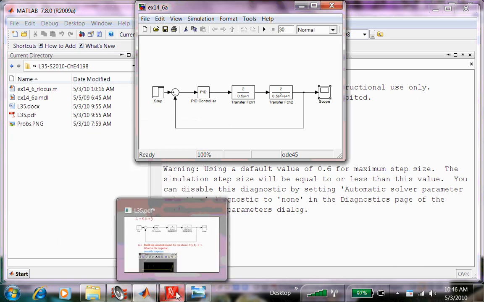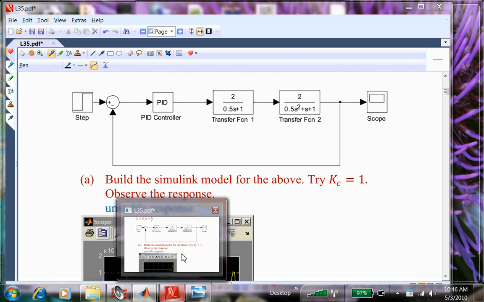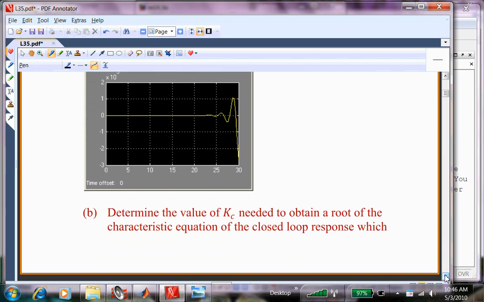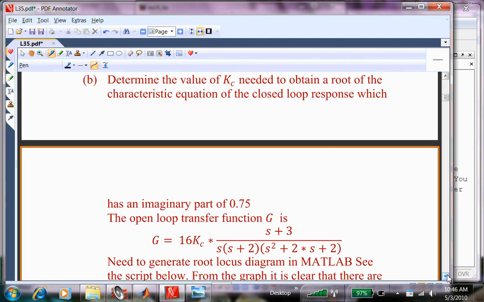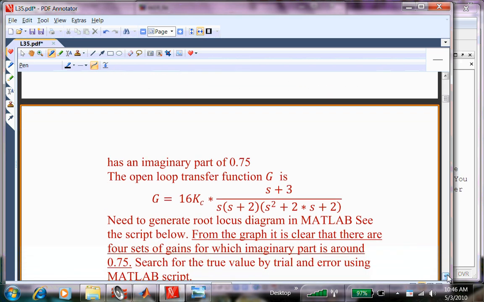The second part is the one that's going to require us to analyze it in great detail. Okay. So let's read the second part. It says, determine the value, it actually should be the values of Kc, needed to obtain a root of the characteristic equation of the closed loop response which has an imaginary part that is equal to 0.75. So we construct the open loop transfer function, which is a product of all the three transfer functions, and you see that written here. Okay, so it is written as a ratio of a polynomial in the numerator and a polynomial in the denominator. That is the key, a clue also to your second problem in your current assignment, and it has a multiplication factor.